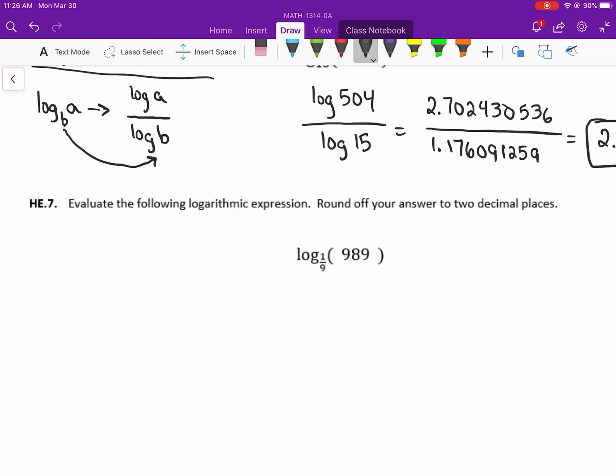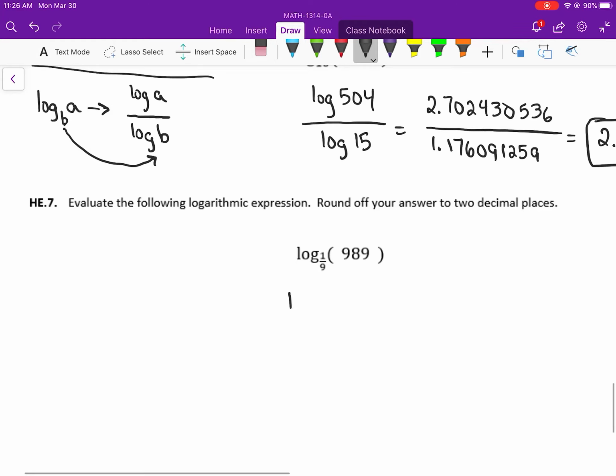Base starts with the letter B. That also is the first letter in bottom. Base on the bottom, base on the bottom.